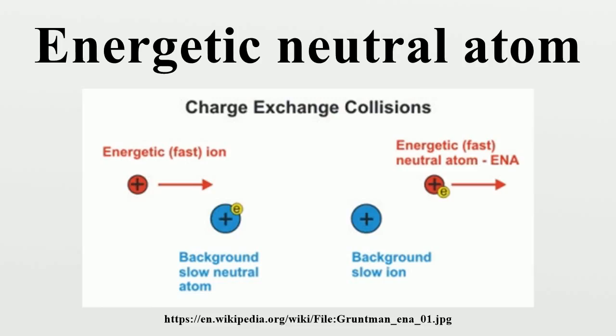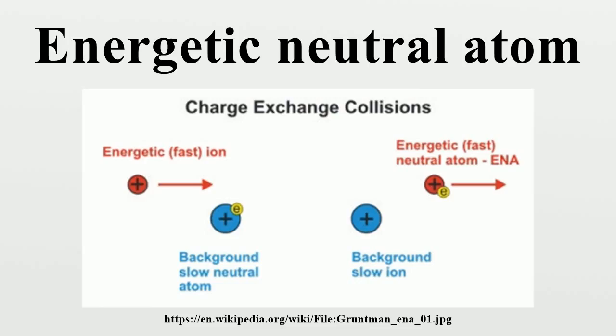Background gases, the corresponding neutral gases, are the geocorona for the Earth's magnetosphere, a planetary exosphere for a planetary magnetosphere, and the local interstellar medium in the boundary region of the heliosphere at the termination shock and the heliopause.